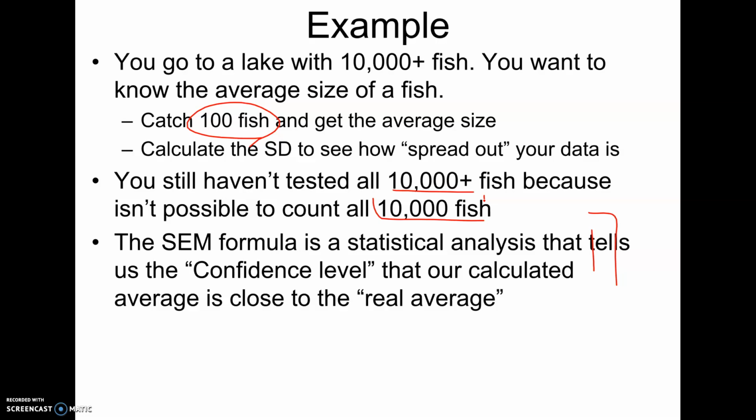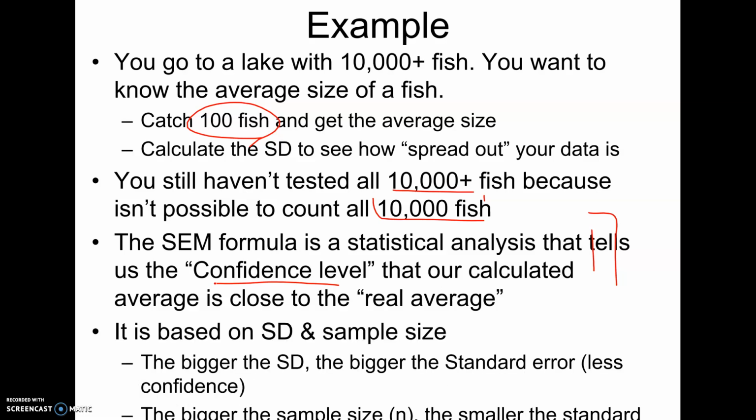So what standard error of the mean is, it gives us something called a confidence level. It's how confident we are that the average we got is the real average. How close do we think we are? If we repeated our experiment, how confident are we we would get the same answer? So it's a little different. Now it takes into account two things.